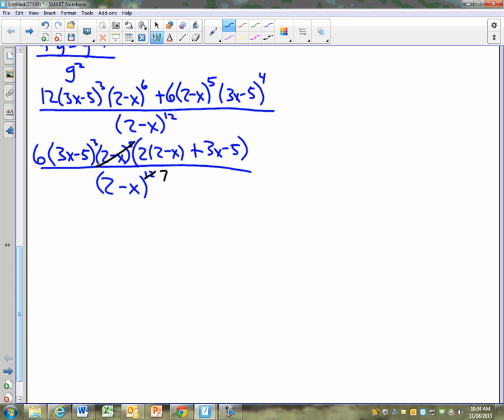That will become 7. So all that will be left in the structure of this problem is this piece right here, which is 6 times the 3x minus 5 to the third. Let's figure out what this is. You have a negative 2x and a positive 3x, which make x. And then a positive 2 and a negative 5 make negative 1.